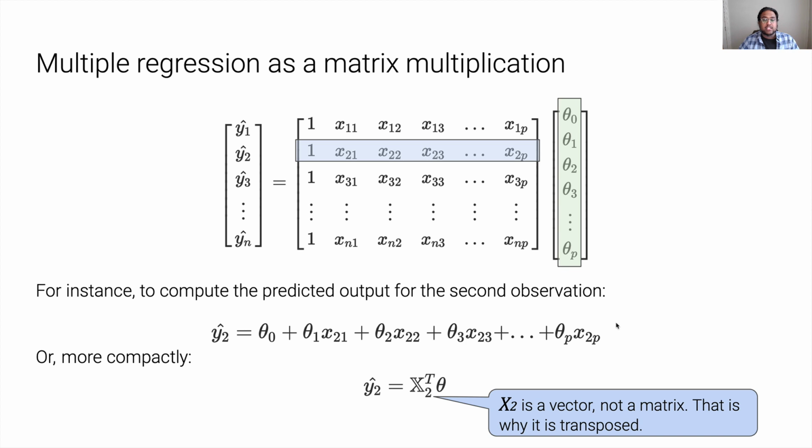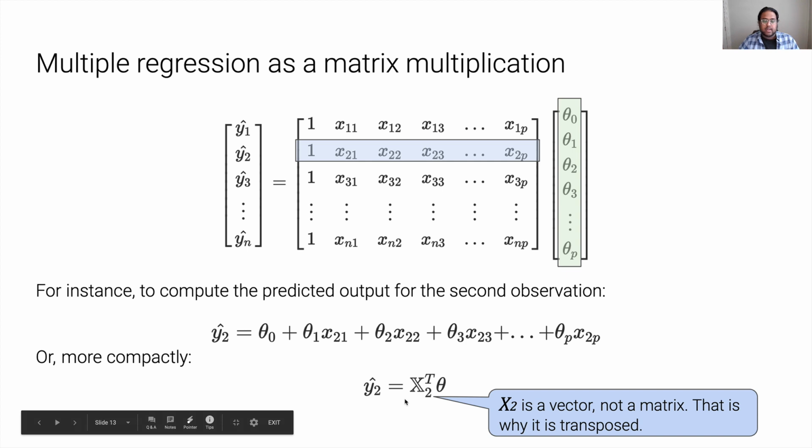Another way that we can express this calculation is as the dot product of the second row of our design matrix, so x2, and theta. The reason it's transposed is because x2 is a vector, it's a column vector. Even though it's represented as a row here, vectors on their own are always columns. So we transpose it and then multiply it by theta. This represents the dot product of the second row of our design matrix and our parameter vector. And these representations are equivalent.